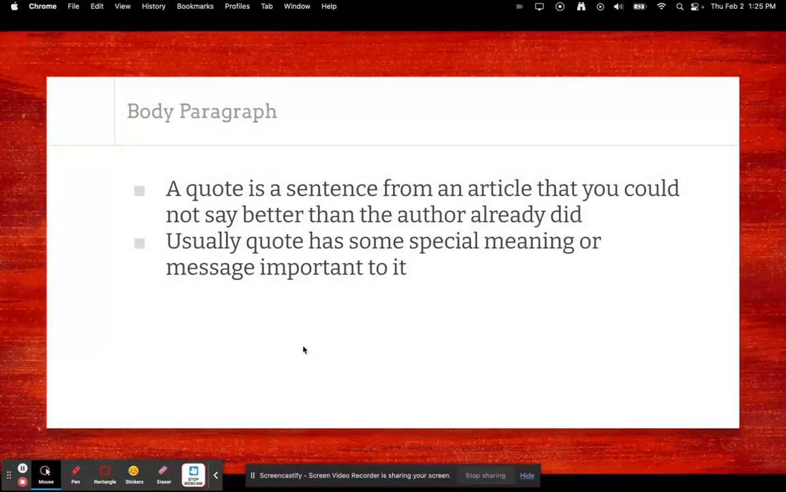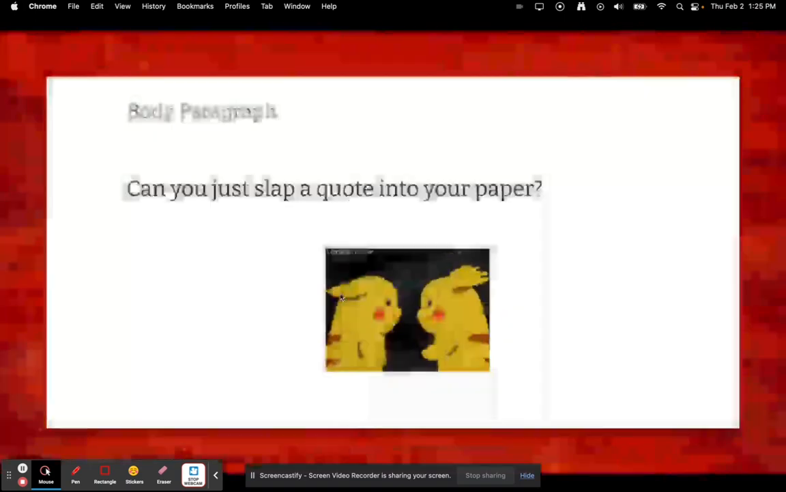A quote is a sentence from an article that you could not say better than the author already did. Saying a quote like "the grass is green," that's a bad quote. Don't use that. It has to be something significant. Usually a quote has some special meaning or message important to it.